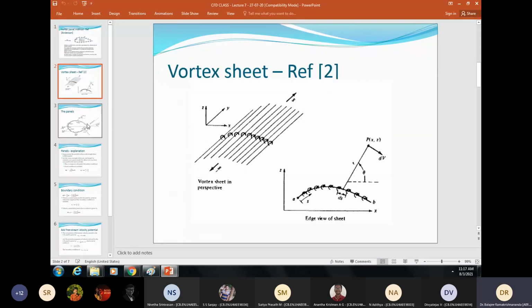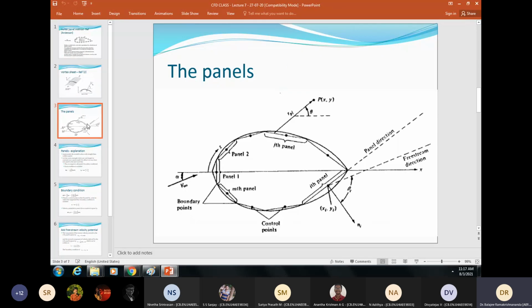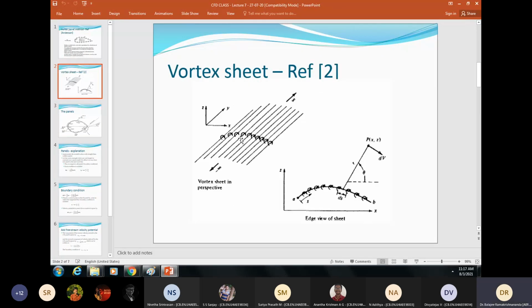So it just explains what I have been telling now. Vortex sheet is an infinite sheet. You take a cross section. The cross section is shown here, the edge view of the sheet. You have done this in Aerodynamics 1.